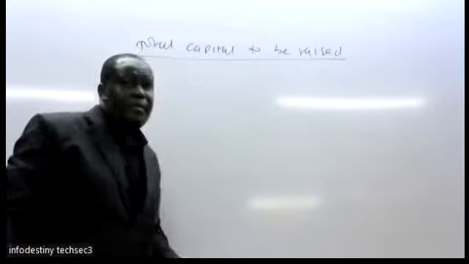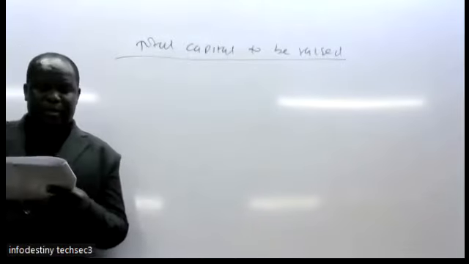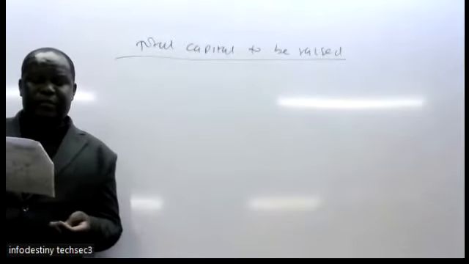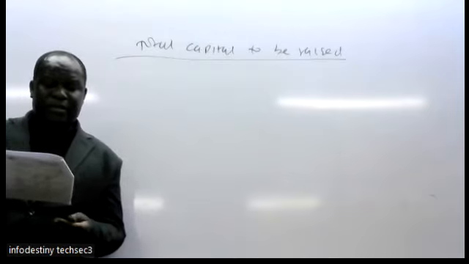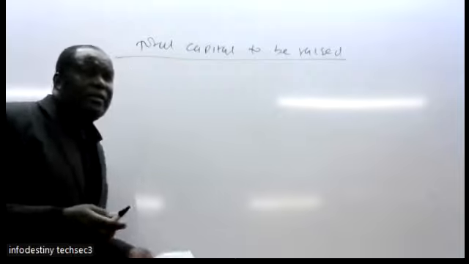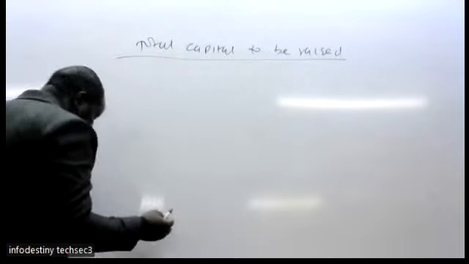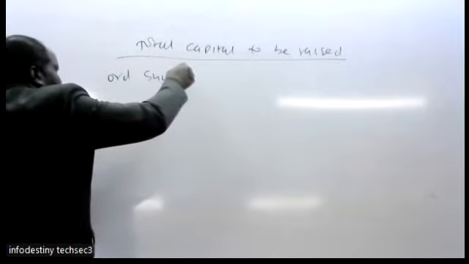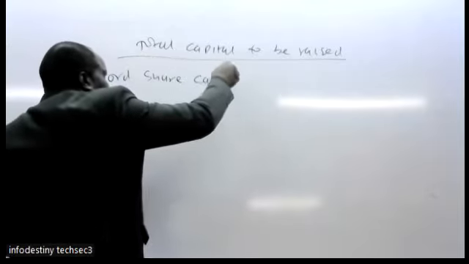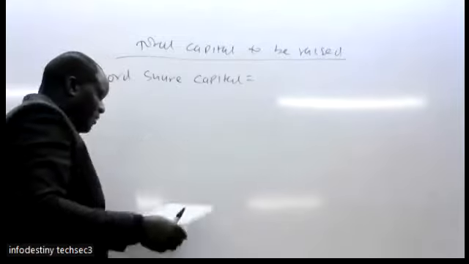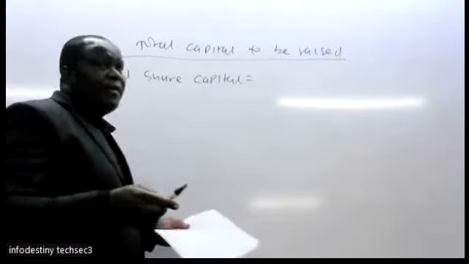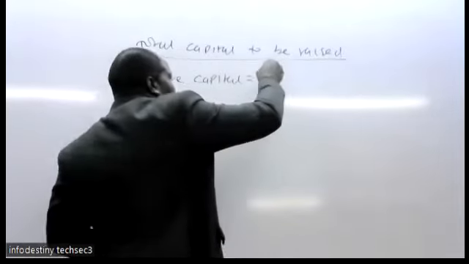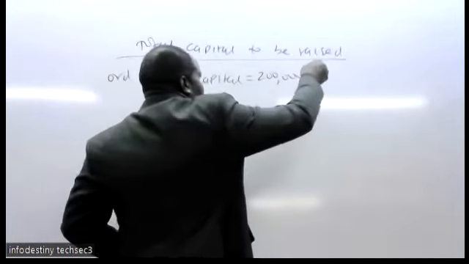Total capital to be raised. So they have given you, starting from the note number one, there is ordinary share capital. So to get the ordinary share capital, you simply take how many ordinary shares are being issued. There are 200,000 ordinary shares.